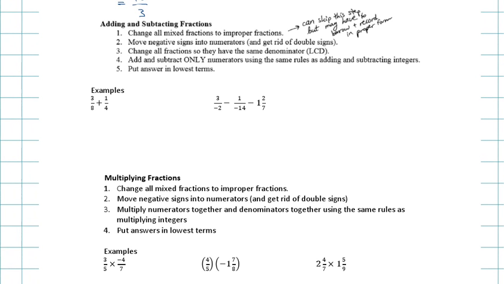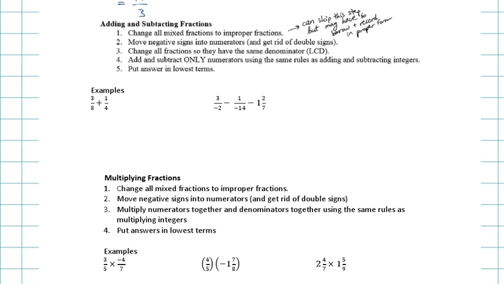So the first, you have to change all mixed fractions to improper fractions. Okay? So as you can see, if you have a mixed fraction here, I have to change it, right? If you don't have that case, you can skip it. Move negative sign into numerator and get rid of double signs. So let's look at this one for example. You see how I have a negative in the denominator? I don't want it there. Because I have a negative and a negative. What does that make? Positive. Right? So we get rid of them. Okay? We have to clean up first.